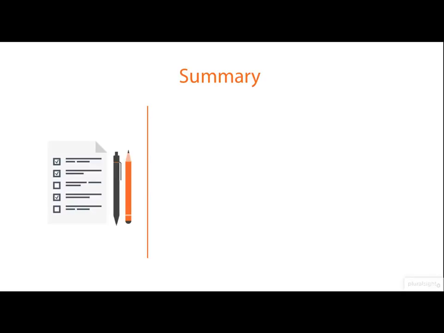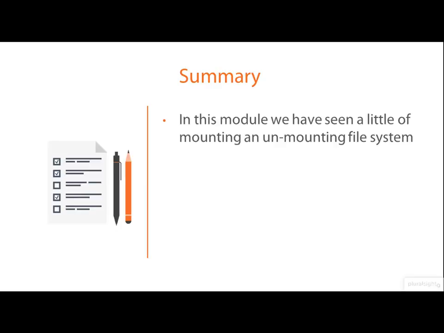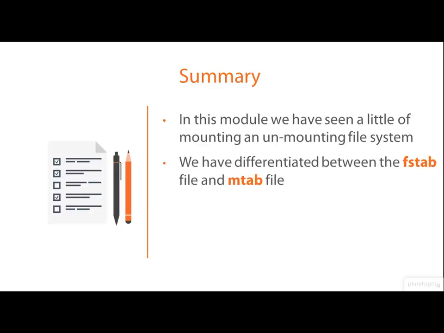We've reached the conclusion of another Pluralsight module, and I really thank you for staying to the end to watch this. When we go back, we're going to have a look at what we've taken a peek at during this module, and we've seen a little bit of the mounting and unmounting of the file system, so the mount and umount command. Remember, the use of mount by itself without any options or arguments will allow you to see the mounted file systems. We've also differentiated between the fstab file and the mtab file.